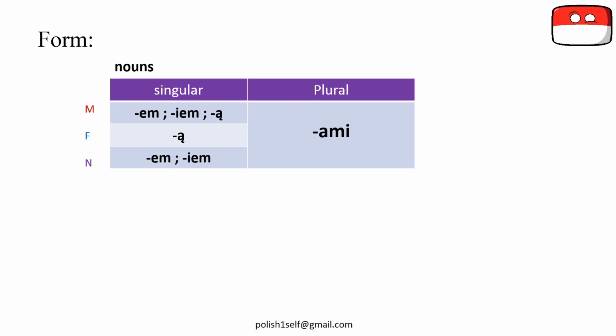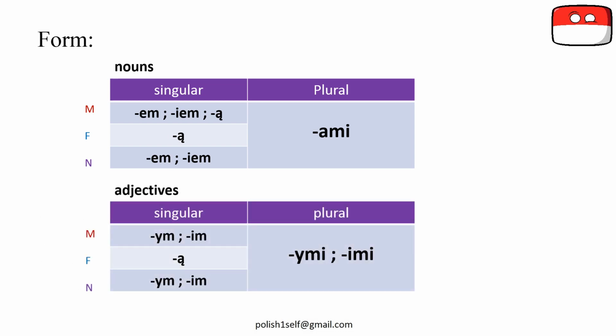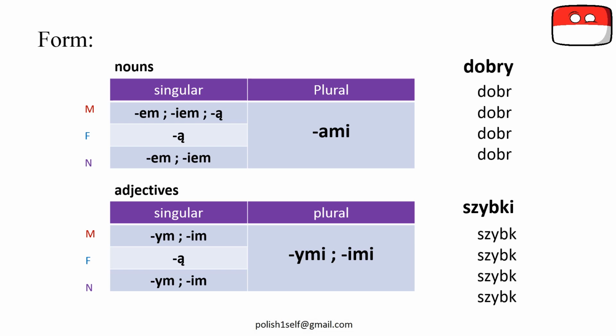Luckily, it gets a lot easier when it comes to the adjectives. Let's see these two as the example. Good and fast. Their instrumental forms are going to be dobrym, dobrą, dobrym, dobrymi, and szybkim, szybką, szybkim, szybkimi.